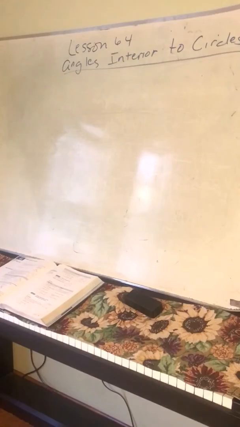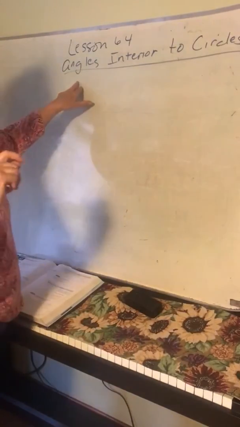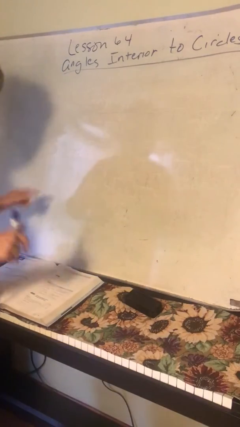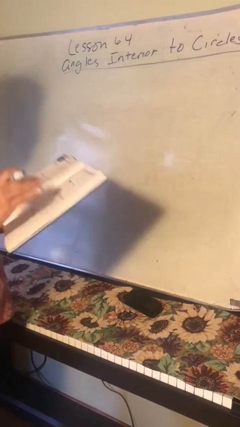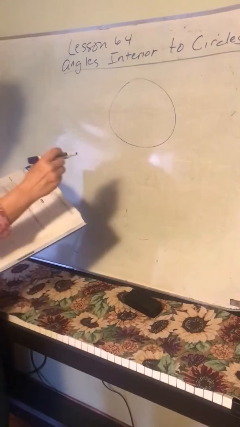Okay, this is the start of lesson 64, which is about angles that are inside circles and how to figure out what they measure. First of all, we need to know some terminology.